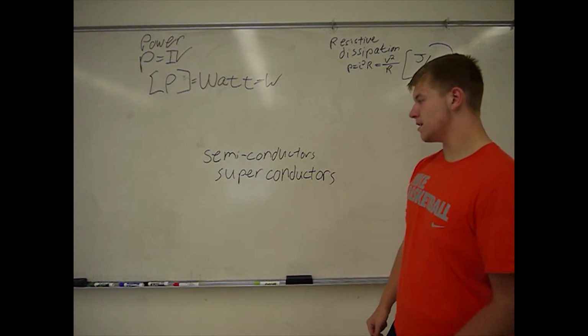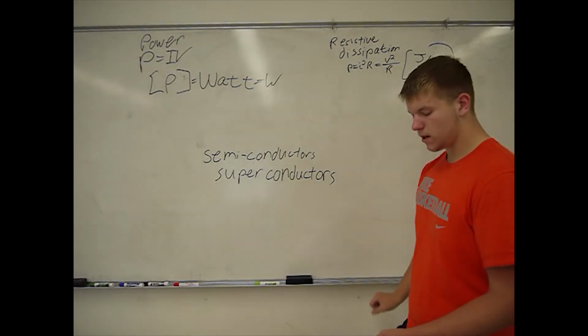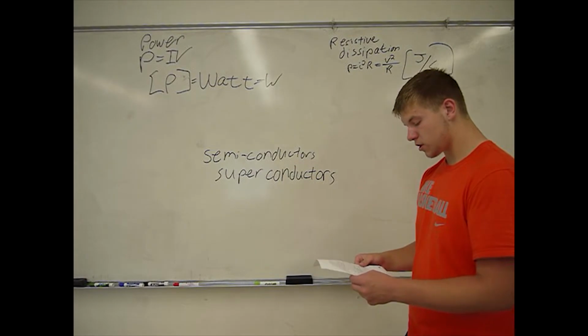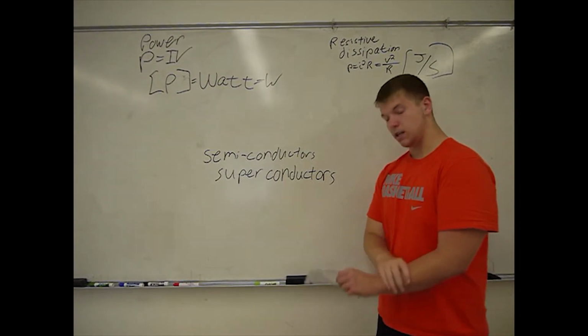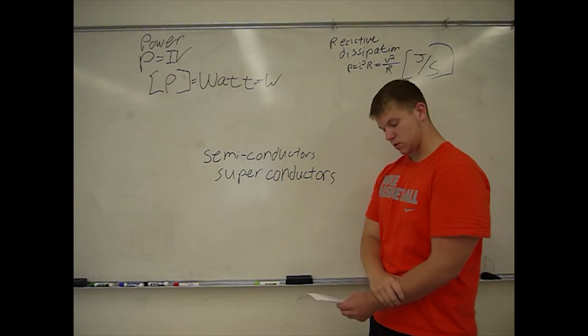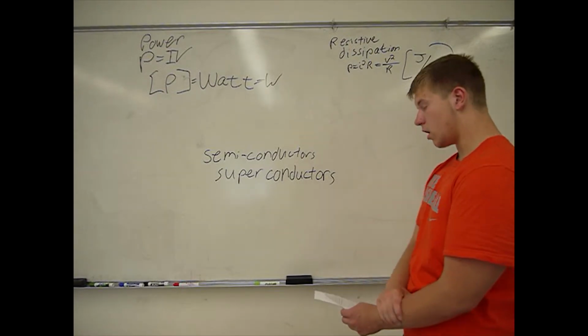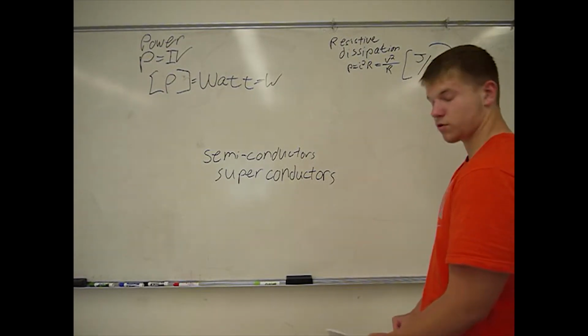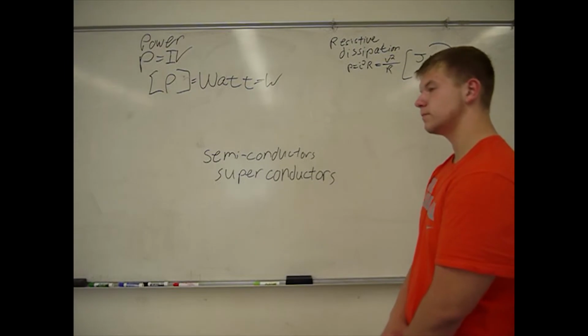Next, we have semiconductors and superconductors. Semiconductors have few conduction electrons, but can become conductors when doped with other atoms. Superconductors are conductors that lose all electrical resistance at a low temperature. All right, thank you for paying attention to me.